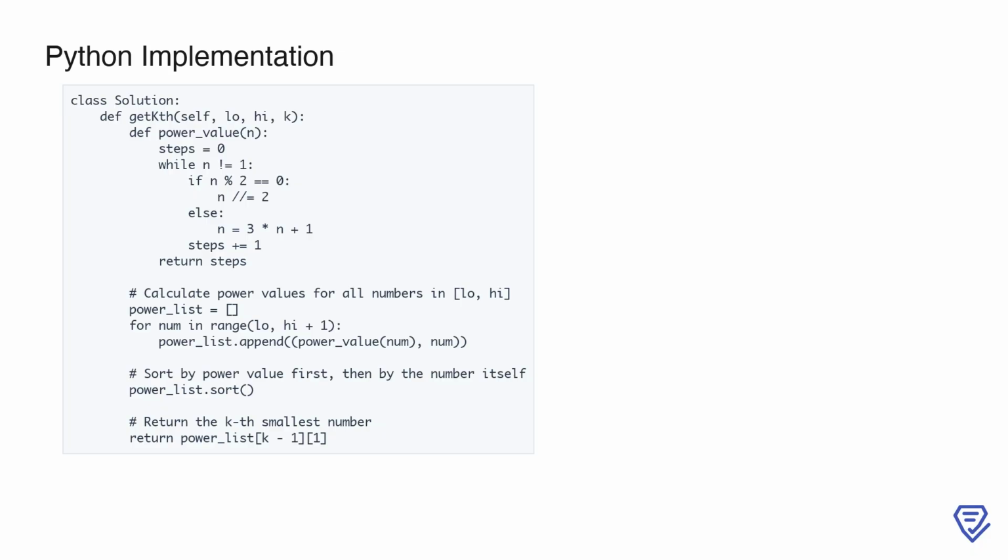This is done to preserve both sorting criteria, first by the power value, and then by the number in case of ties. After constructing the list, we sort it. Python's default tuple sorting ensures that it first sorts by the first element in the tuple, power value, and then by the second element, the number itself, in case of ties. Finally, we return the kth smallest number, accounting for 1-based indexing, by accessing the appropriate tuple in the sorted list and retrieving the number. The algorithm is efficient for small ranges due to its straightforward computation and sorting. Edge cases, such as low == high or very small ranges, are naturally handled by the loop and sorting logic.